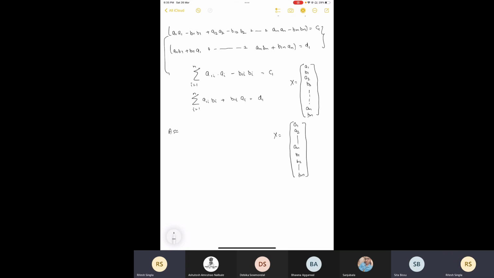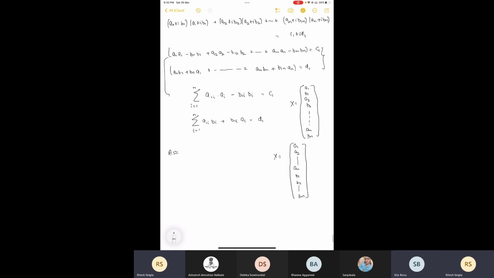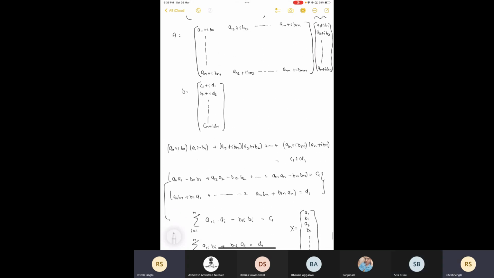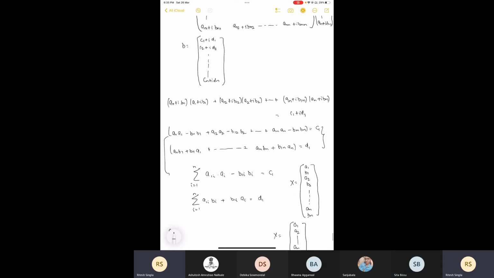Sir, in its solution, it was written that matrix A was decomposed into real and imaginary parts, like matrix A was written as the real part of A and the imaginary part of A, and then the variables were written. Then we will do the same for the variable and we will multiply, right? Yes sir. But don't you think that it is also doing the same thing?